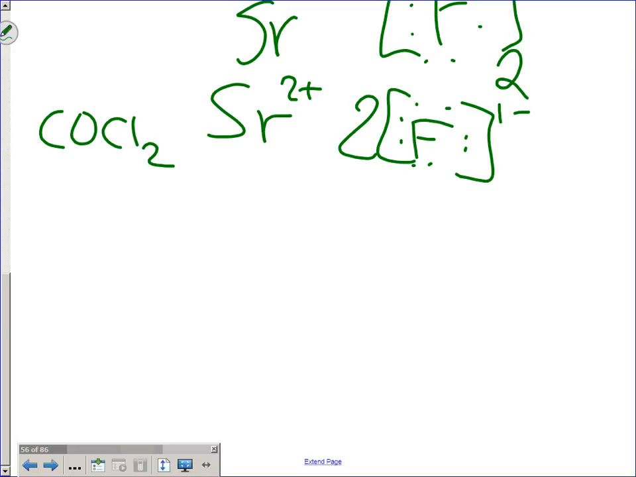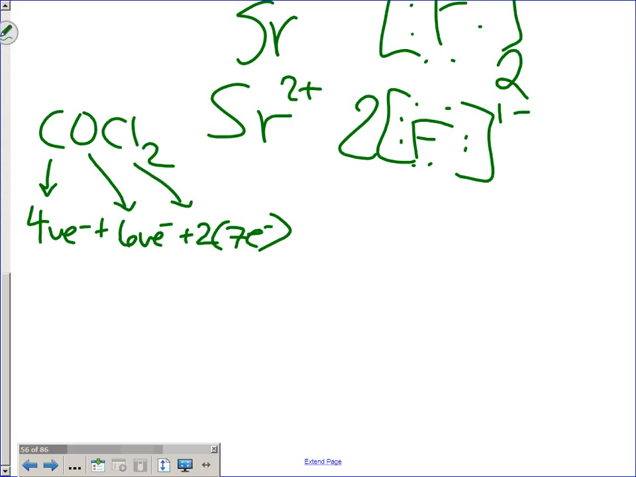Very first step you must do is count your valence electrons. Count them up real quickly for me. C has how many? 4 valence electrons, plus how many from oxygen? 6 valence electrons, plus 2 chlorines with each what? 7. Okay? 7, 14, 20, 24 valence electrons total in our structure. Who's in the center? Carbon's in the center. Who has to be attached? Oxygen and chlorine and chlorine, right?